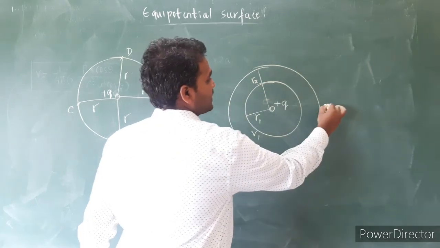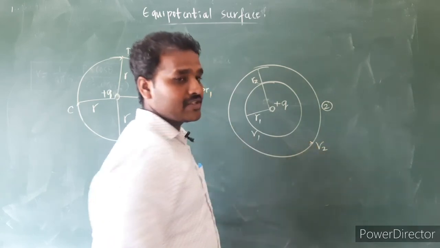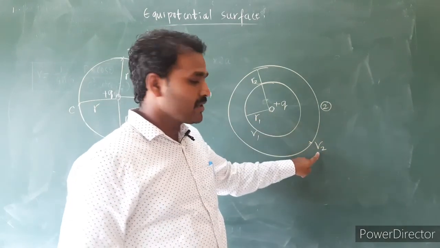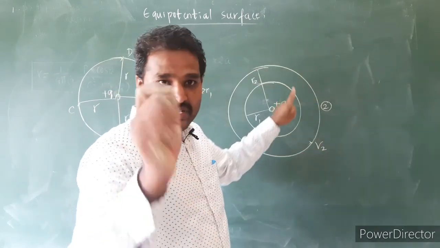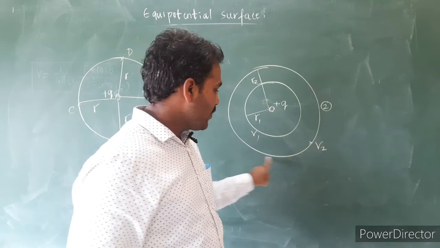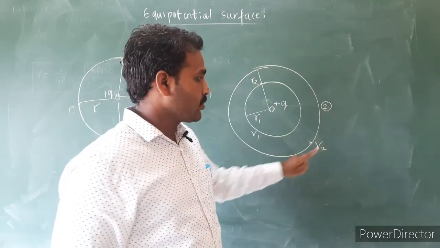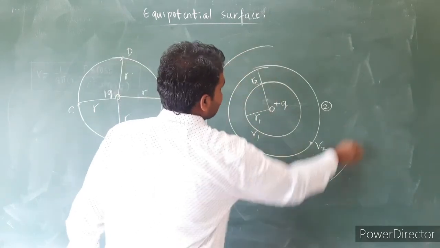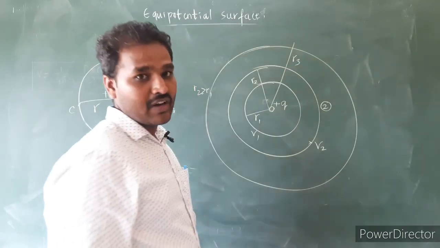Yes, when I consider this as my surface 2, on surface 2 my electrostatic potential due to the source charge will be equal to what? V2. Okay, the second surface has the same electrostatic potential of V2. Every point on this second surface will have the same electrostatic potential of V2. Again, I can take another spherical surface which has a radius of R3.